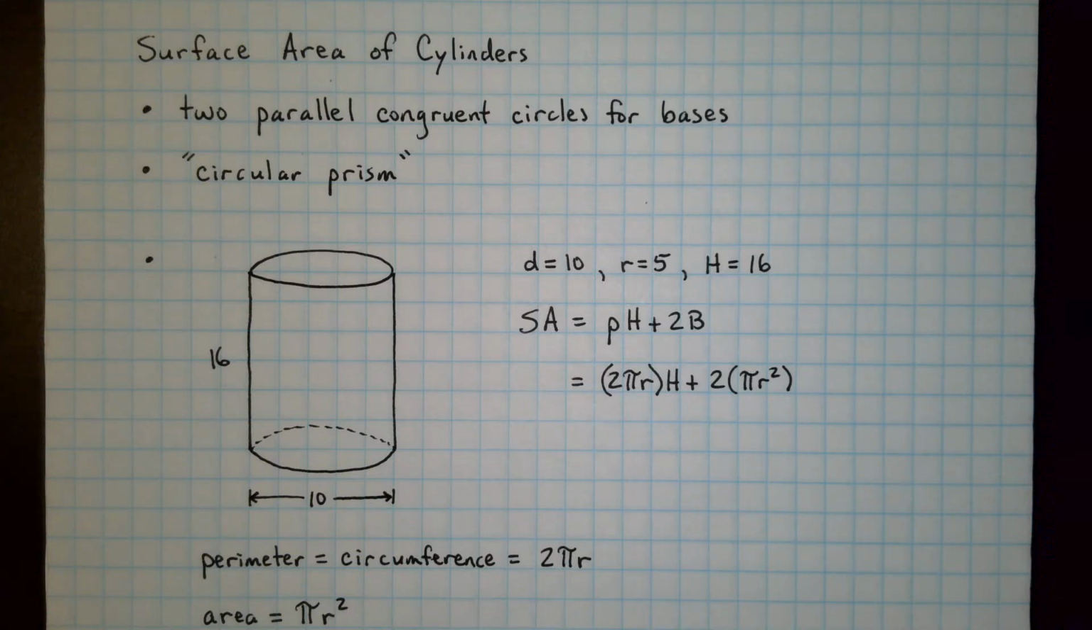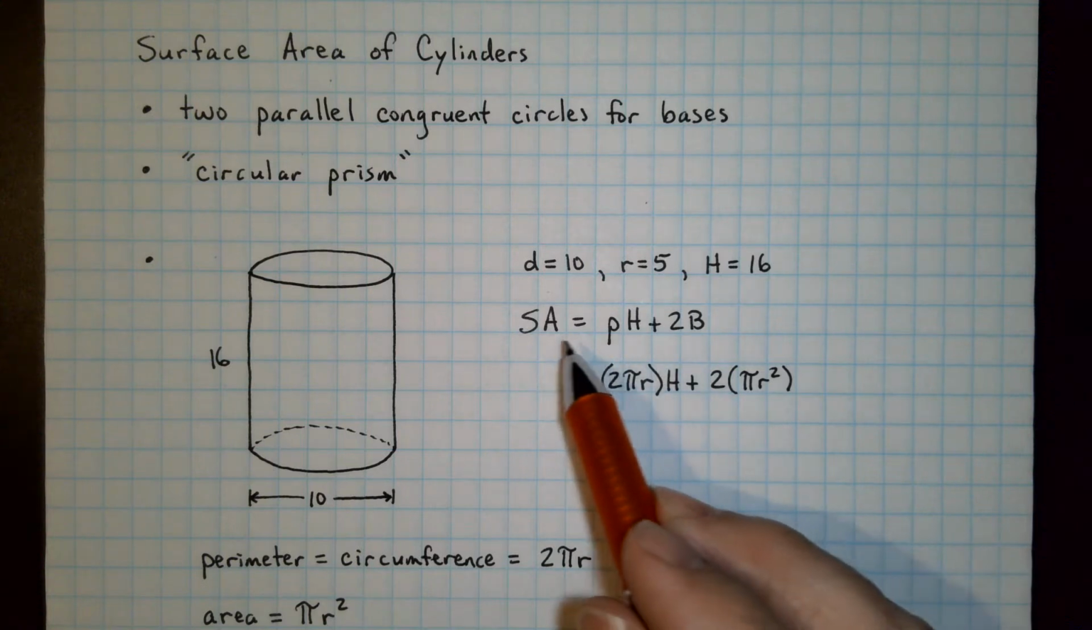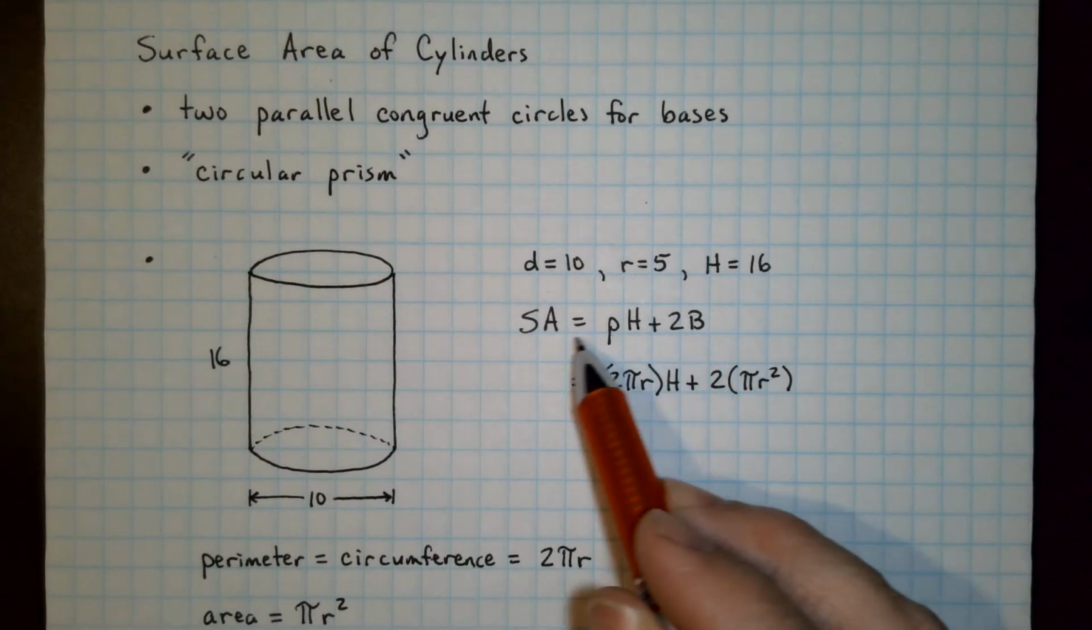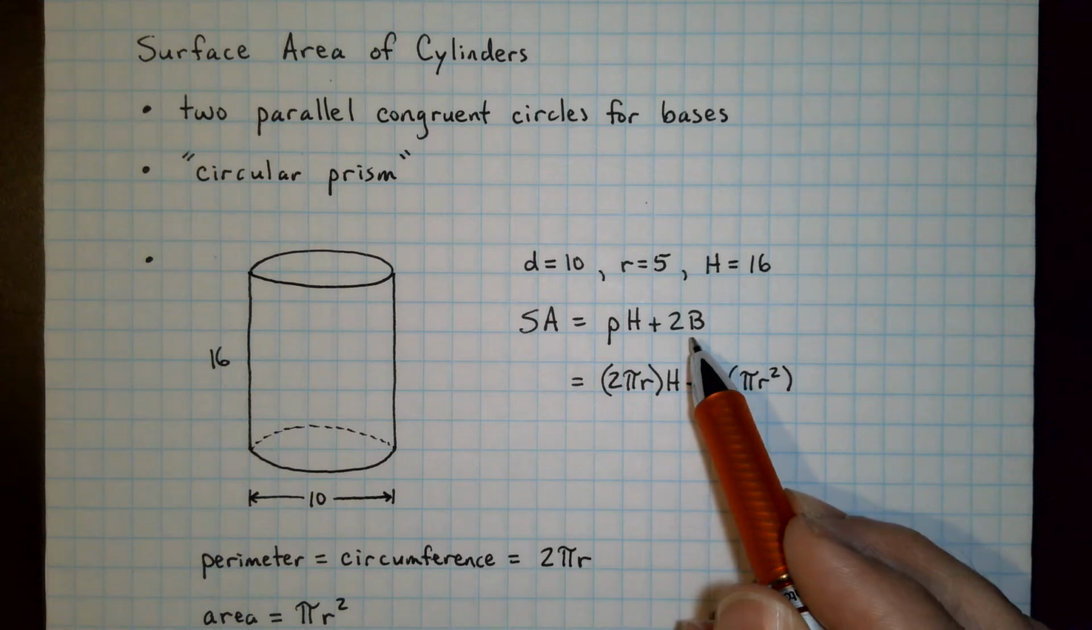One thing we need to know about cylinders is that they have circles for bases, and those circles are congruent. It's very similar to the idea of a prism that has two bases. So if you like, you can think of it as a circular prism. And that's beneficial because it means we can use the same surface area formula that we used with prisms.